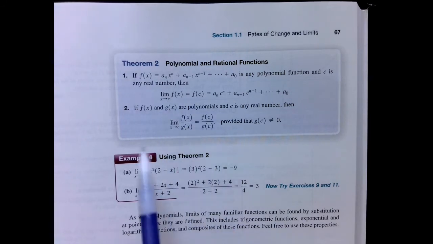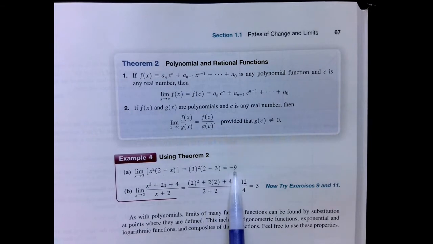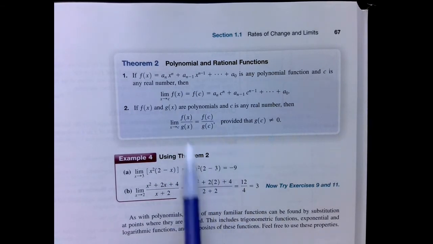That's what this says. So let's look at it. X is approaching 3, so all I have to do is plug 3 in here and here. And then I do order of operations, and I get my answer. Now, rationals follow a similar path.